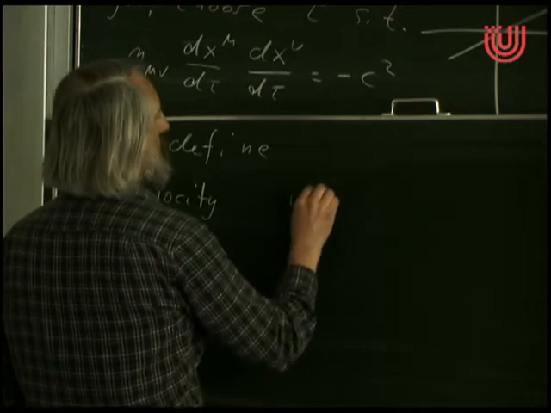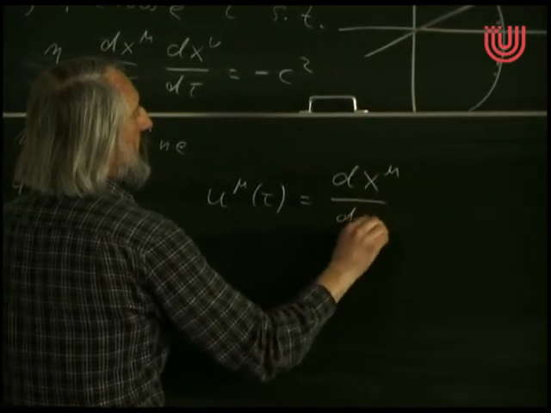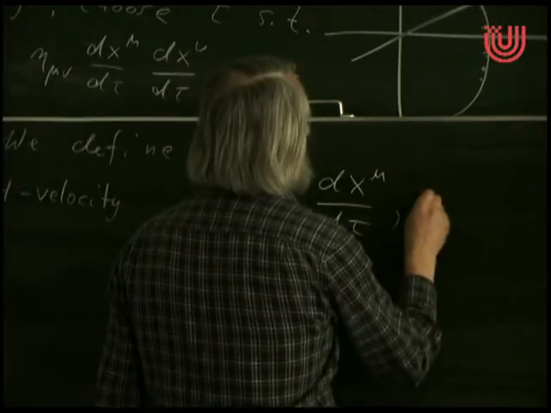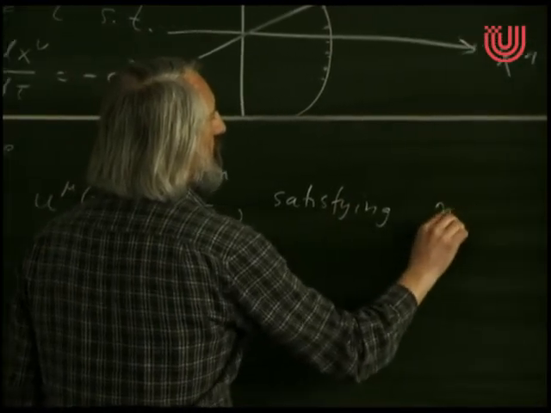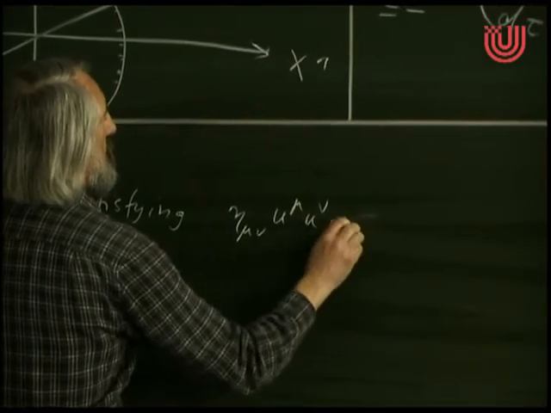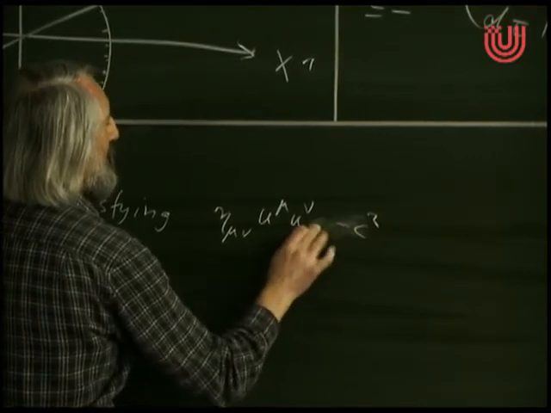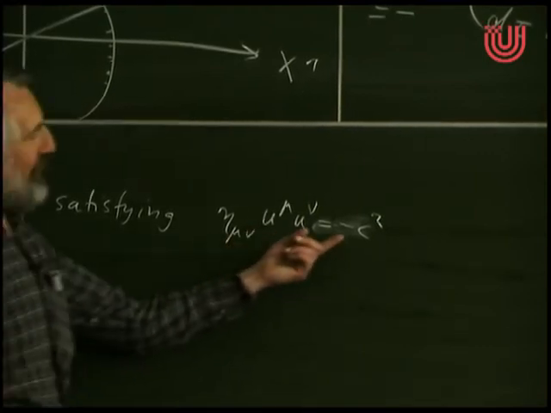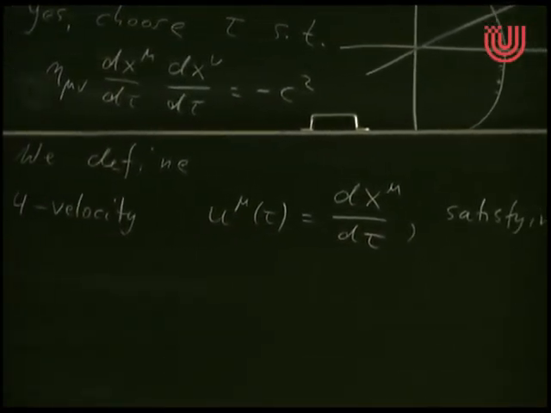So that's usually denoted u^μ. It depends, of course, on τ, and it is just this derivative. And because of our normalization, this satisfies η_μν u^μ u^ν = −c². This could happen frequently, because as I already mentioned, when I do calculations for myself, I always set c equal to 1, and then of course I have here −1. So I try not to forget this, that we have not set c equal to 1.